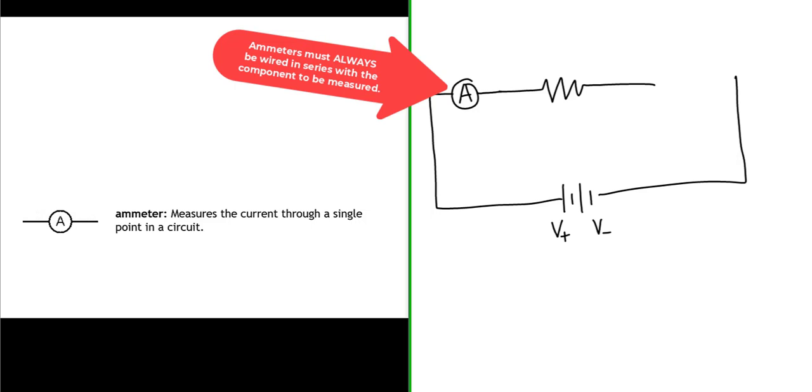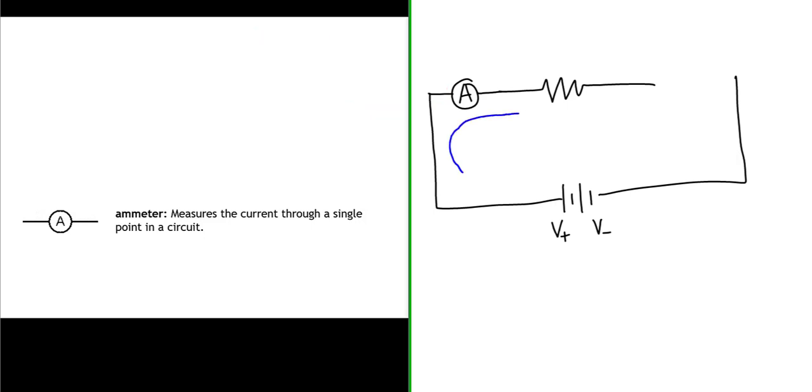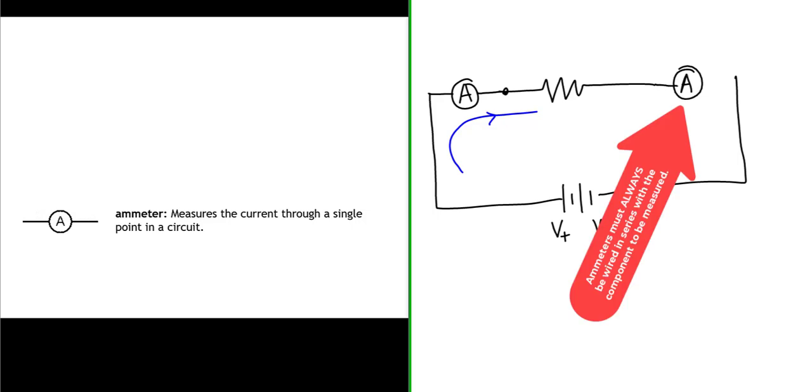This ammeter would measure the current going into our resistor, because remember, the current at all points in an ideal wire is the same. The current going into our ammeter is the same as the current going out of our ammeter, and that means that the current going out of our ammeter is the same as the current going into the resistor. Or we could also attach the ammeter on the opposite side of the resistor.